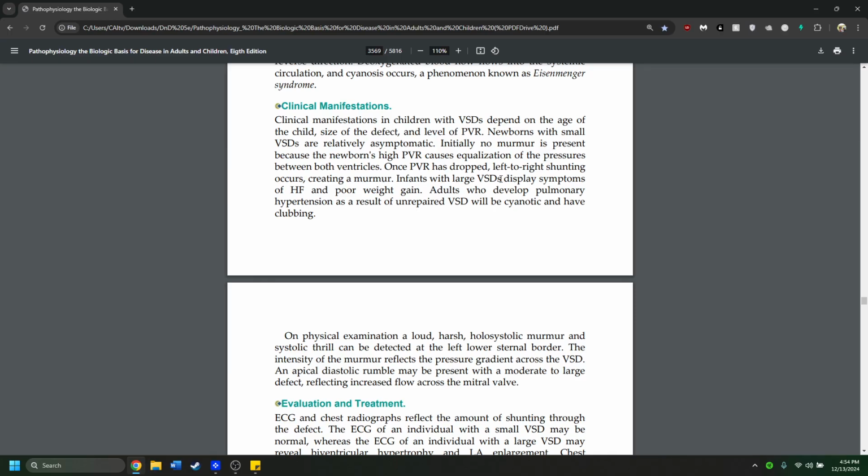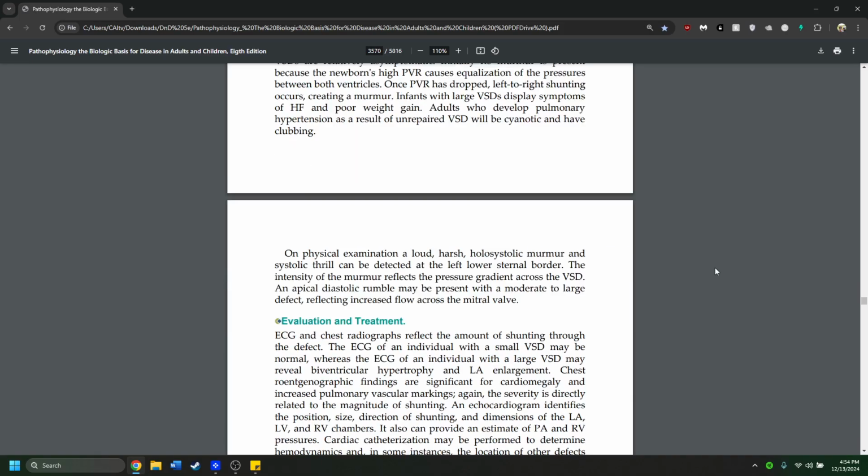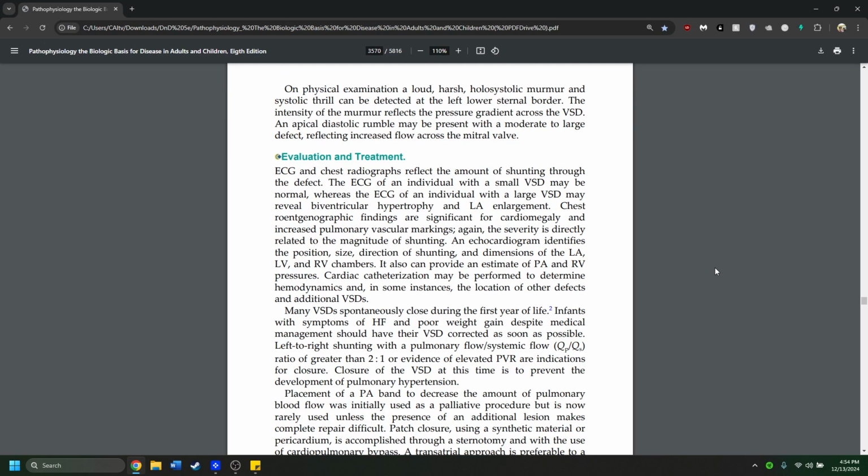Infants with large VSD display symptoms of heart failure and poor weight gain. Adults who develop pulmonary hypertension as a result of unrepaired VSD will be cyanotic and have clubbing. On physical examination, a loud, harsh, hollow systolic murmur and systolic thrill can be detected at the lower sternal border on the left side. The intensity of the murmur reflects the pressure gradient across the VSD. An apical diastolic rumble may be present with a moderate to large defect, reflecting increased flow across the mitral valve.